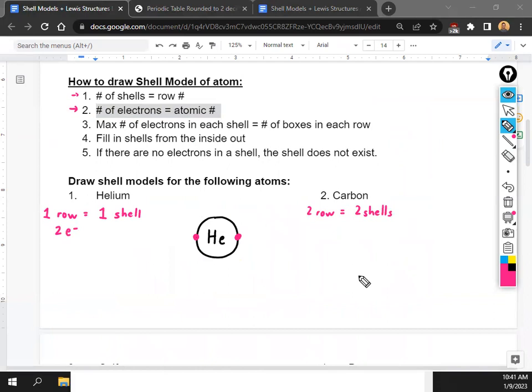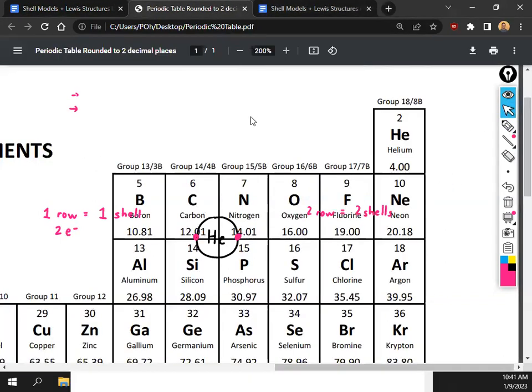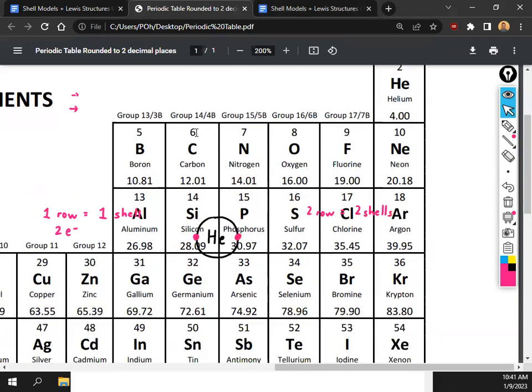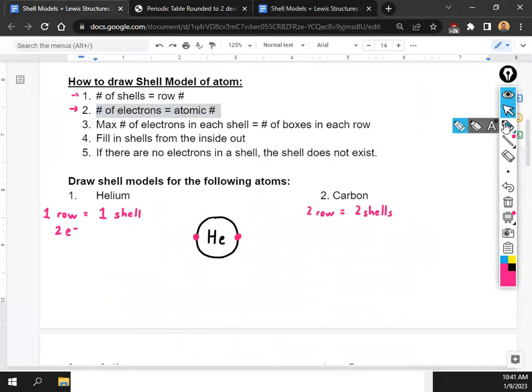Okay, now when you do your assignment, you don't need to write all this down, like 2 rows, second shell, right? I'm just doing this so that you can refer back to where we got these numbers and these pictures from. Okay, next thing we're going to look at are the electrons. So if we take a look at carbon, what's the number on top of carbon? 6. Yeah, so it's going to have 6 electrons. Okay, what that means is you're going to have 6 of these dots on your picture.